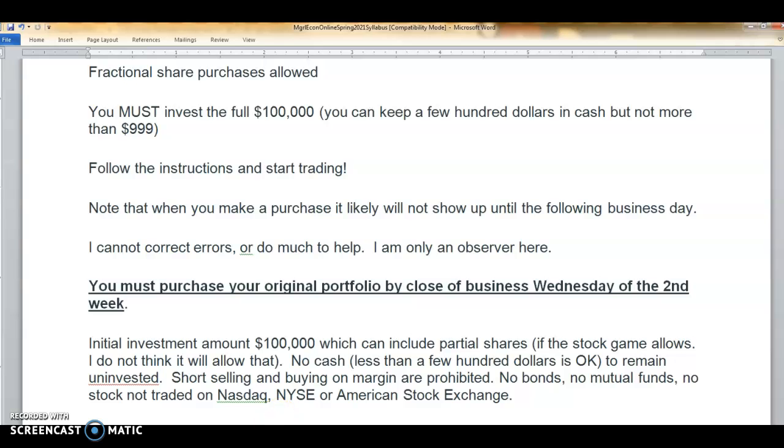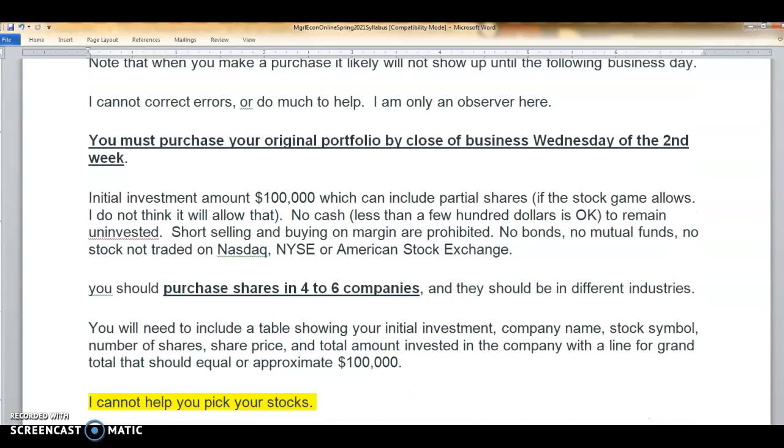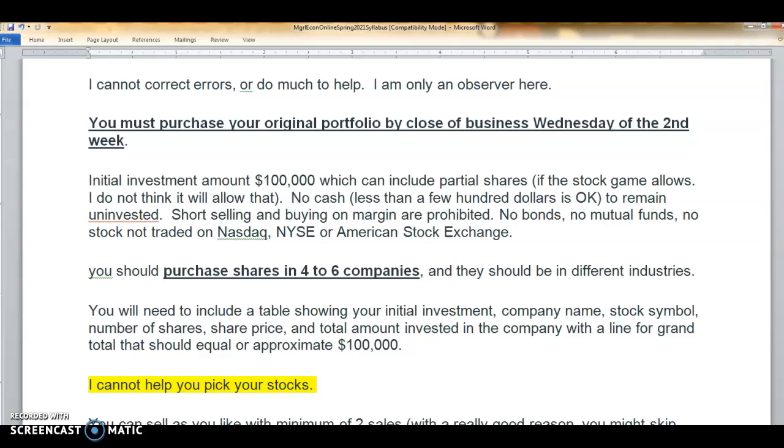You should purchase 4 to 6 stocks in 4 to 6 different companies in different industries as your initial portfolio. Again, you're going to need to include in week number 2 the table that I mentioned earlier, as well as notes about why you chose the companies that you chose. It might be that you've had a hint that a stock is a good investment. That's a valid reason for investing. It might be that you like the company's products, you think they're really well made, or you think the company's well positioned to continue to do well.